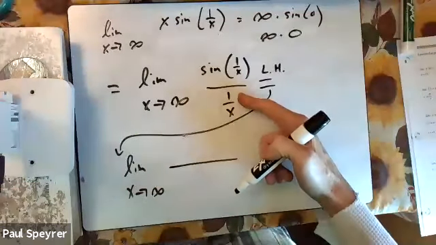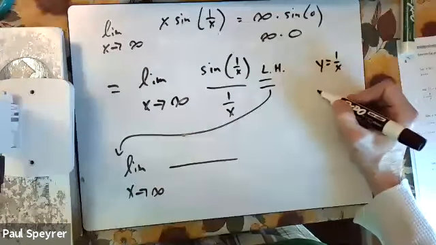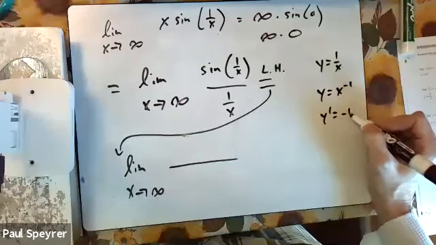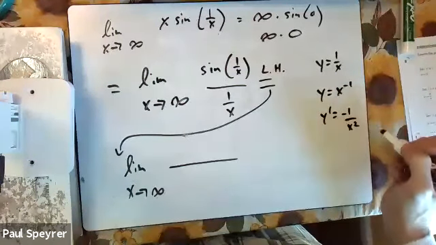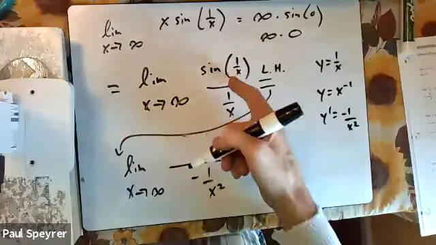remember, what's the derivative of 1 over x? We did that, right? This is y equals x to the negative 1. The derivative is negative 1 over x squared, right? So that's the bottom. The top is also similar, right?